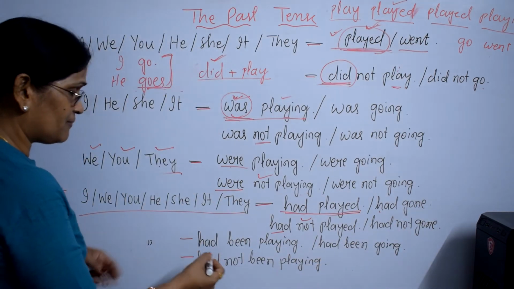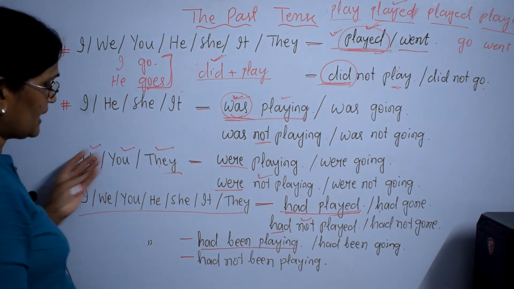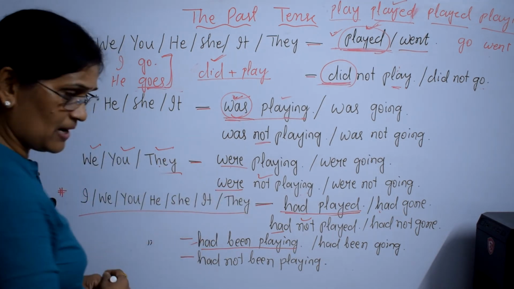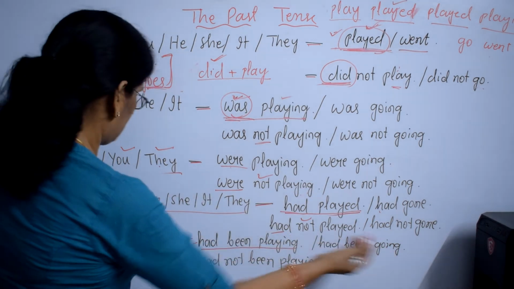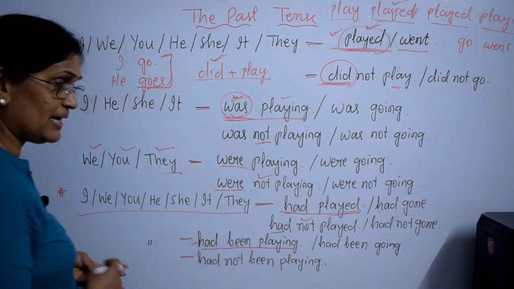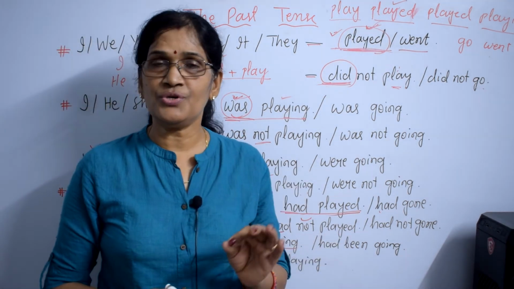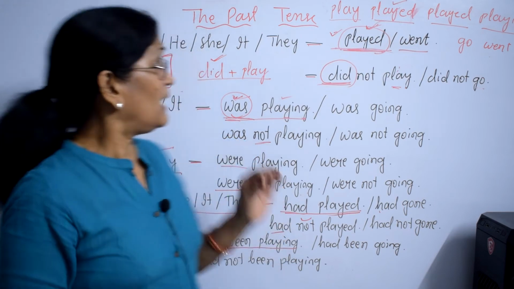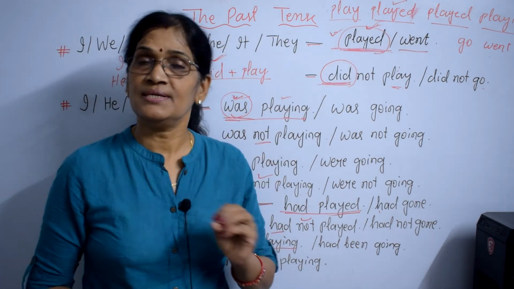And the fourth form, had been playing. All kinds of subjects agree with had. So I had been playing, I had been going, we had been playing, we had been going. Right? In such a way we construct the sentences. So we should know the structures, and how many forms the past tense has and what the constructions are.